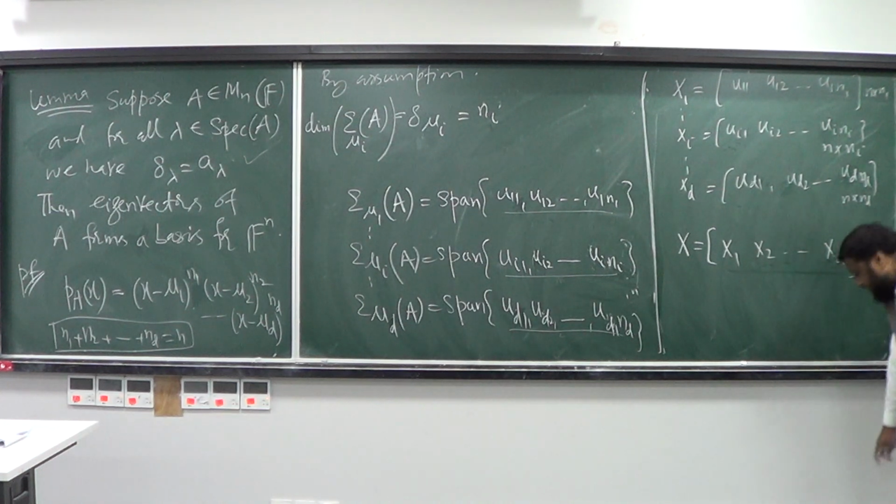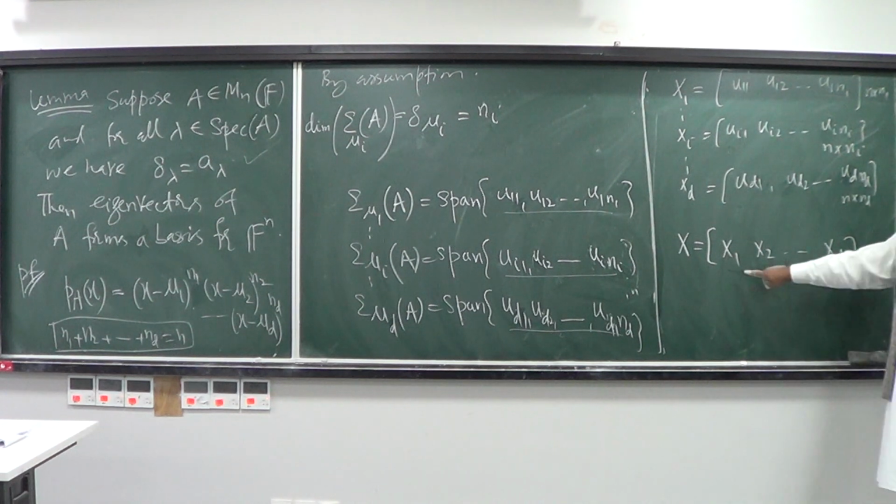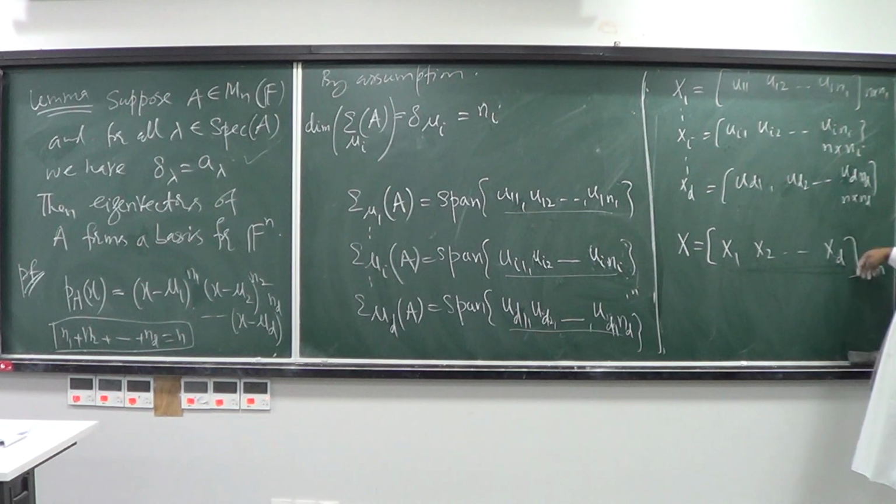Okay? And my claim is that these matrices, the column vectors in these matrices, when you put them together, they constitute a basis of Fn. Okay? They constitute a basis of Fn.